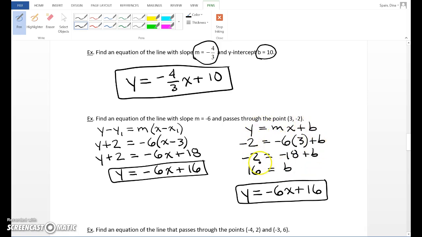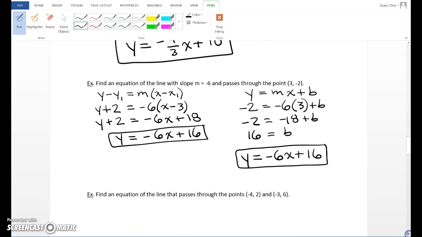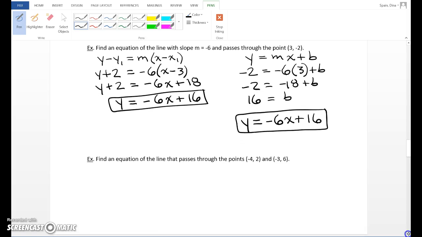Most students prefer this second method over here. It's totally fine. Again, I'm partial to this one because your answer is automatically in an equation. All you have to do is just a little simplifying. Over here, yeah, you solve for b, but you have to remember to write out your answer correctly. Any method you want to use, show your work.